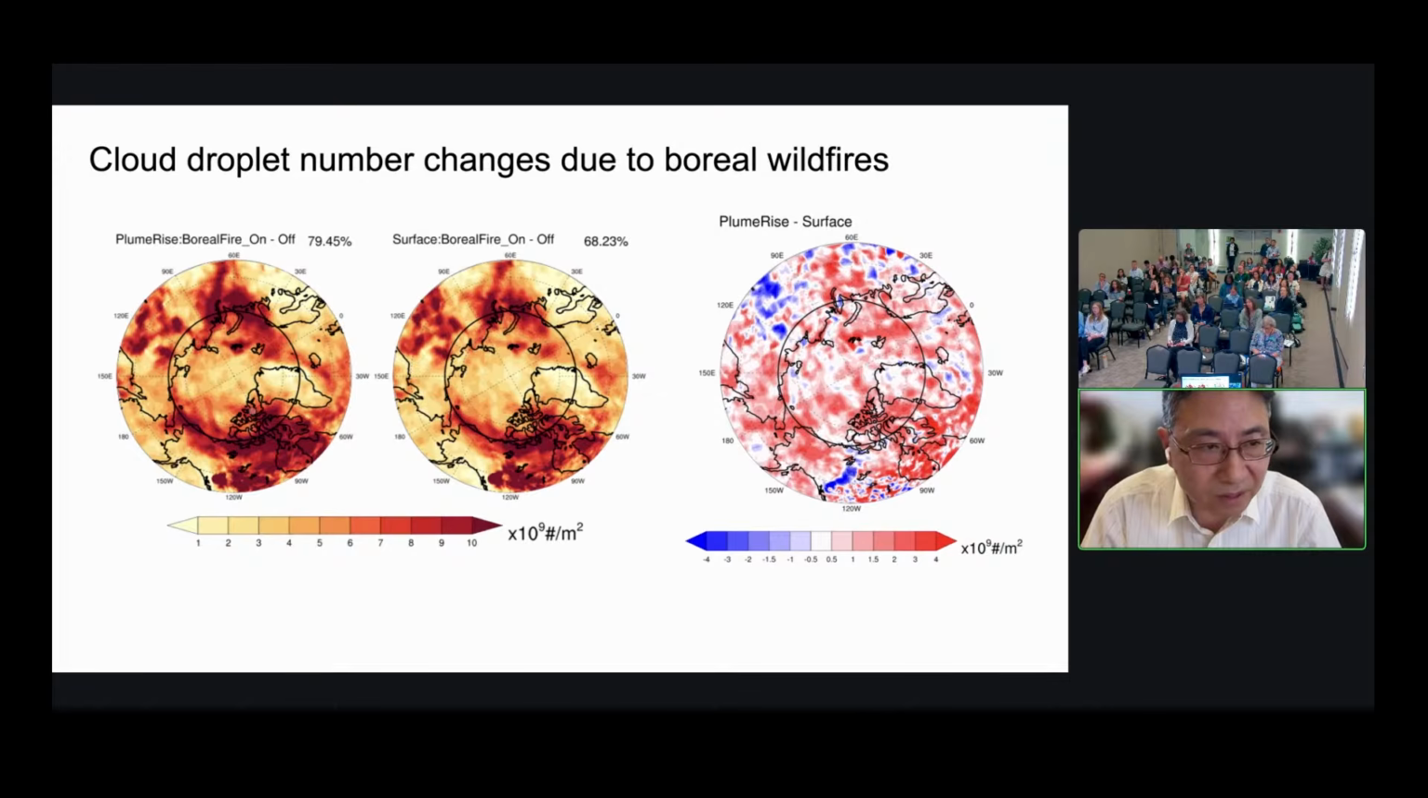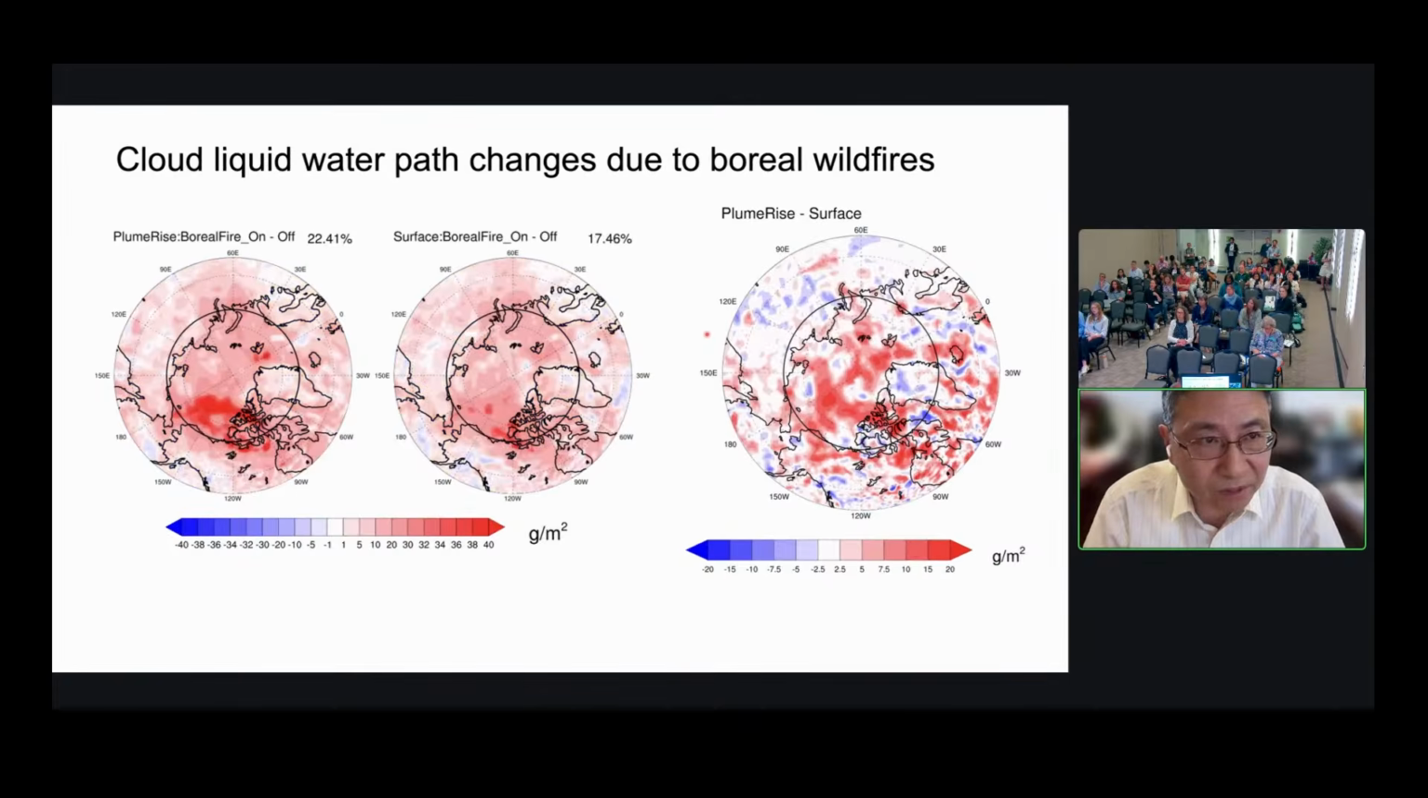So you can see the increase of the cloud droplet number concentration due to the boreal wildfires can be 80%, and if you only emit at the surface, it's like 70%. Also there is an increase of the cloud liquid water path.